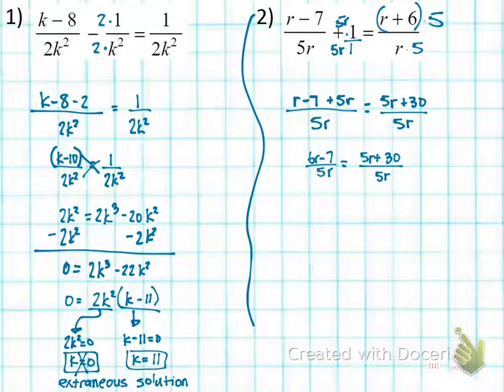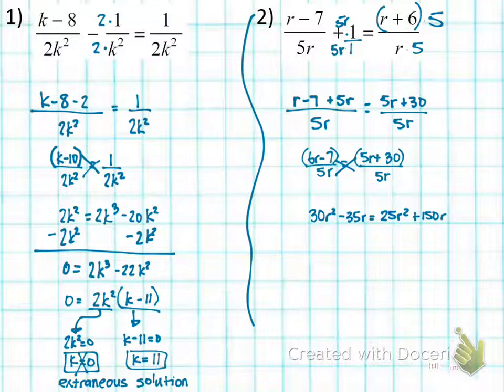Okay, now I have 2 fractions equal to each other. Now I can apply cross products or cross multiply. So these 2 numerators are binomials in this example, so we can multiply 6r times 5r is 30r squared. And then we got negative 7 times 5r is negative 35r. Okay, cross multiply again. 5r times 5r is 25r squared. And 5r times 30 is 150r.